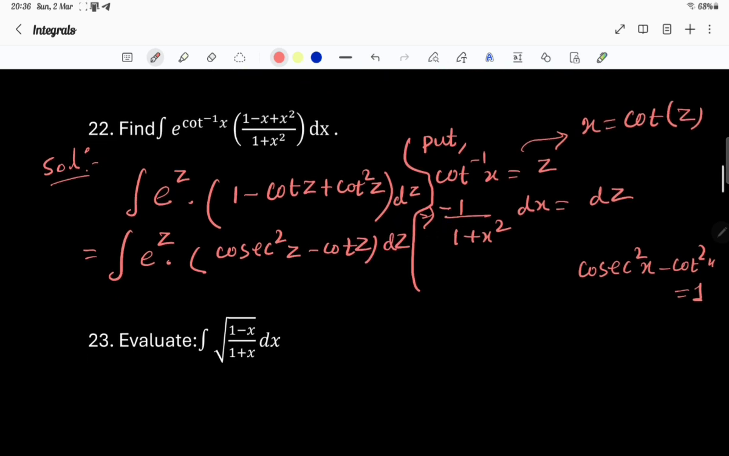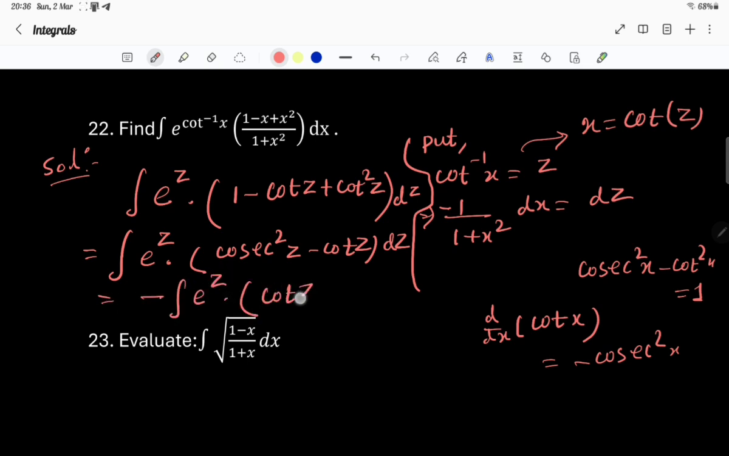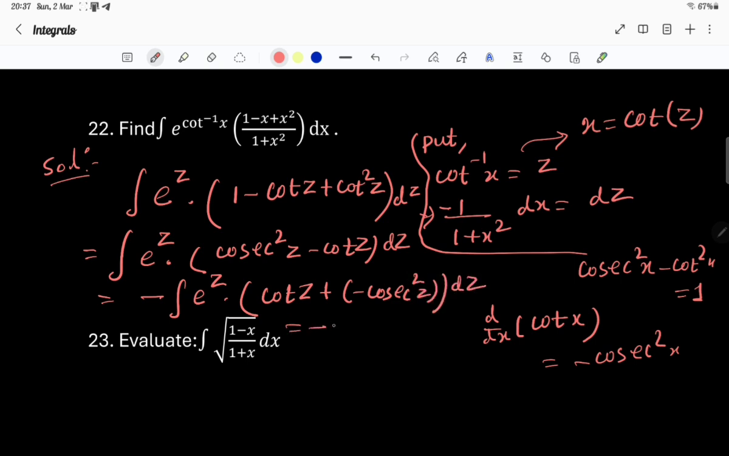Acha. Now what is the derivative of cot x? Derivative of tan x is sec square x. Derivative of cot x is minus cosec square x. So derivative of cot z is minus cosec square z. So better to take common minus e to the power z into cot z in the first position, then minus cosec square z, so you can write like this. Okay, dz.